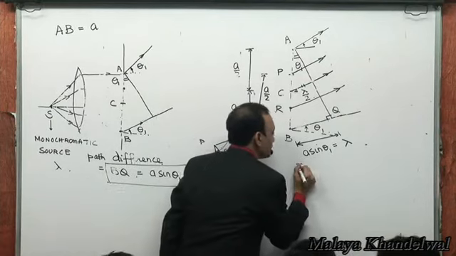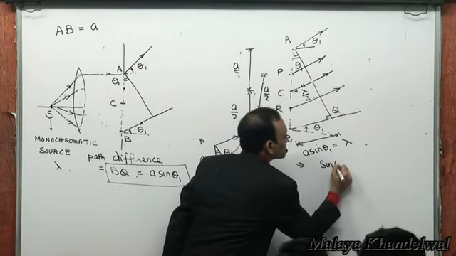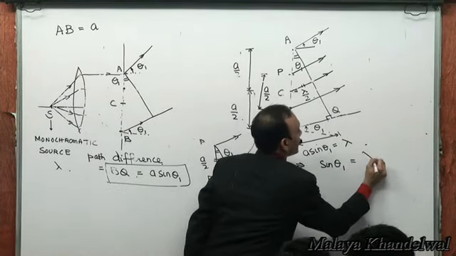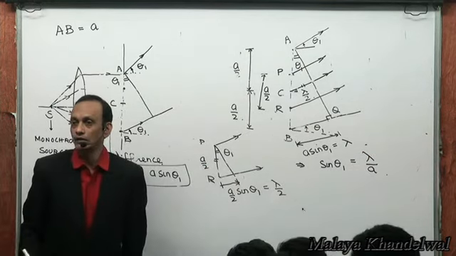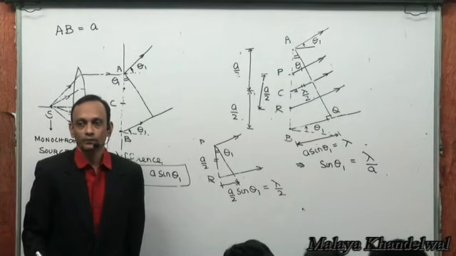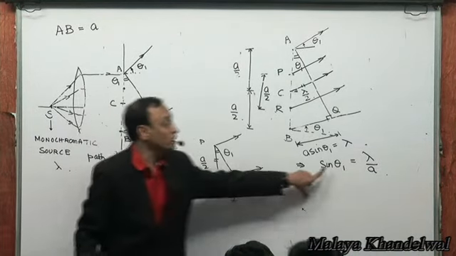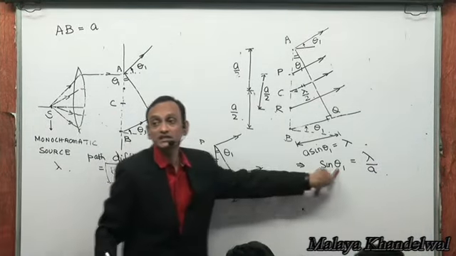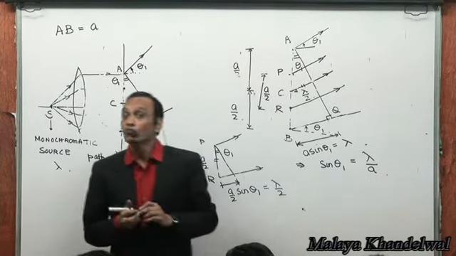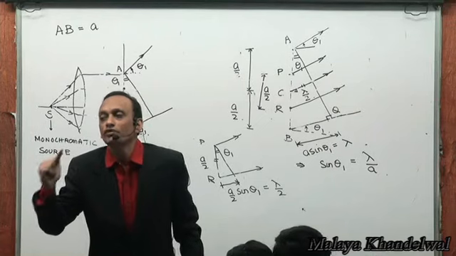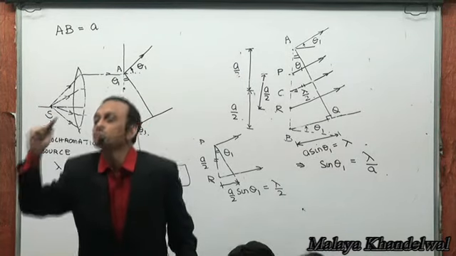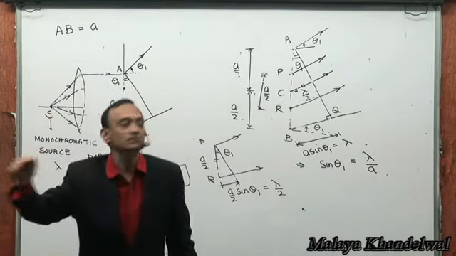That means that will happen when theta becomes such that sine theta 1 is lambda, which is the wavelength of the wave, divided by A. Right? For theta equal to theta 1, such that sine theta 1 is lambda by A, for such thetas, you would find what is referred to as the first secondary minima.